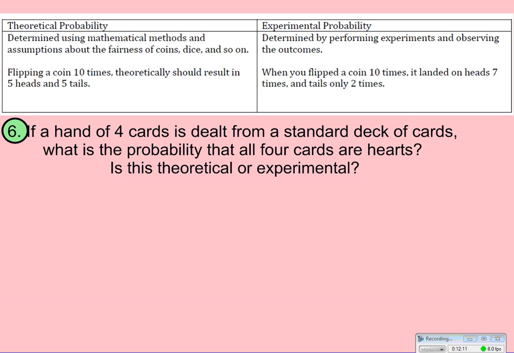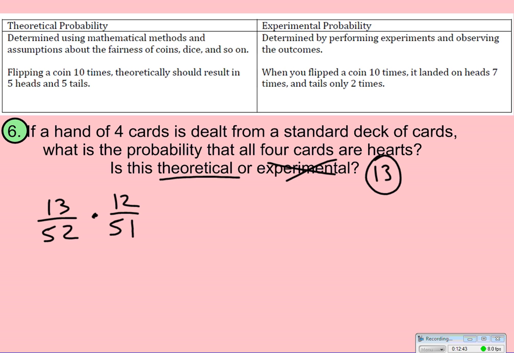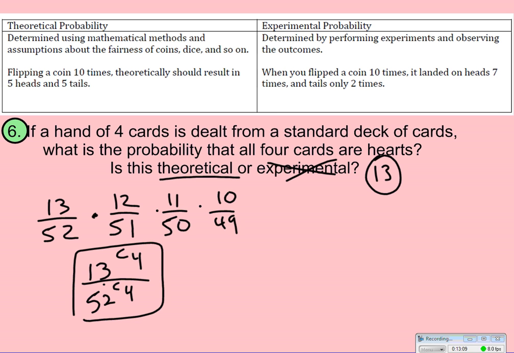So if a hand of 4 cards is dealt from a standard deck of cards, what is the probability that all 4 cards are hearts? Is this theoretical or experimental? Well, first off, because I'm not standing here dealing cards, it's going to be theoretical. Once again, for those of you who forgot, there's 13 cards of each suit in a deck of cards. One way to think about this is that the probability of me getting a heart the first time is 13 out of 52. But then I take out a heart and take out a card. I do it again, and I do it again. So the probability of drawing 4 straight hearts would be that multiplied together. But realize, guys, this is nothing more than a combination of 13 choose 4 over 52 choose 4.